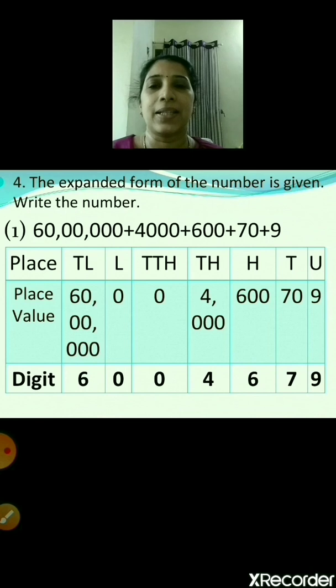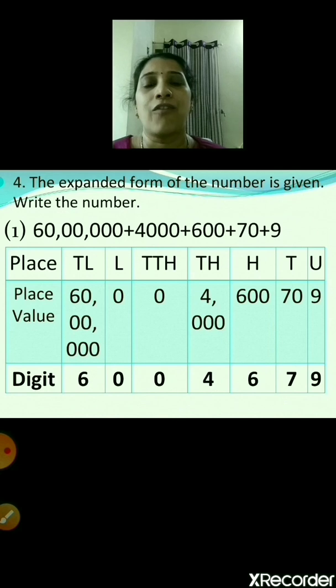Before preparing the table, let's count how many places are there in 6 followed by 6 zeros. The first 0 is in the units place, second 0 in the tens place, third 0 in the hundreds place, fourth 0 in the thousands place, fifth 0 in the 10,000s place, sixth 0 in the lakhs place, and the digit 6 is in the 10 lakhs place. So we are going to prepare the table till the 10 lakh place. Right, children? So units, tens, 100, 1000, 10,000, lakh and then 10 lakh.